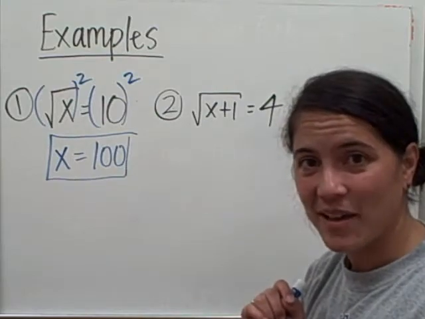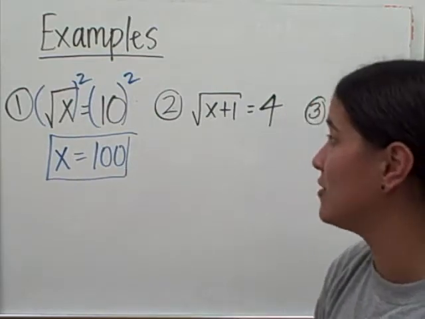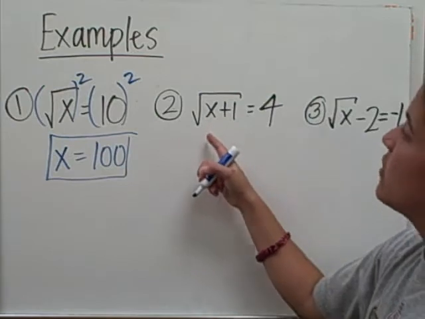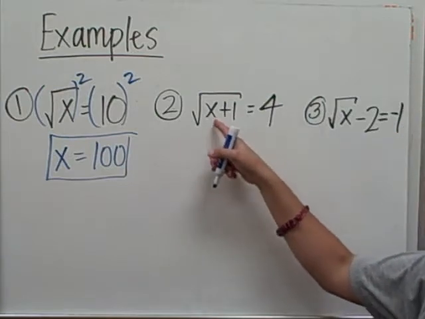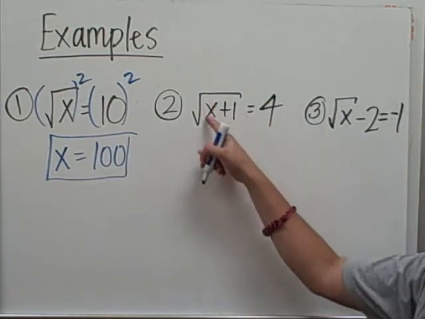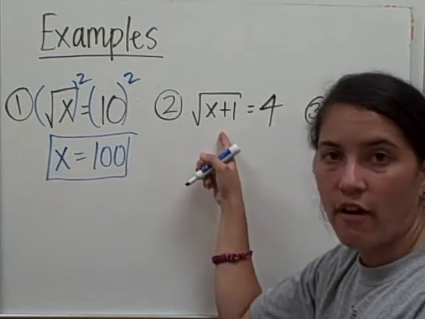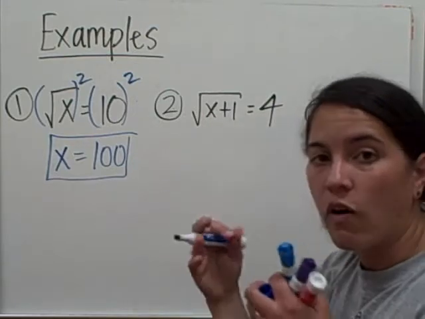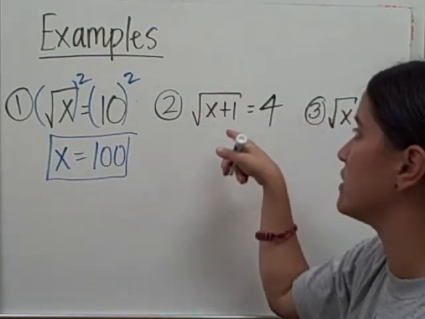Questions? If you have a question, write it down in your spiral. Number 2, we have the square root of x plus 1 equals 4. Now, do you see how everything is under the radical? The x plus 1 is all under that square root symbol.